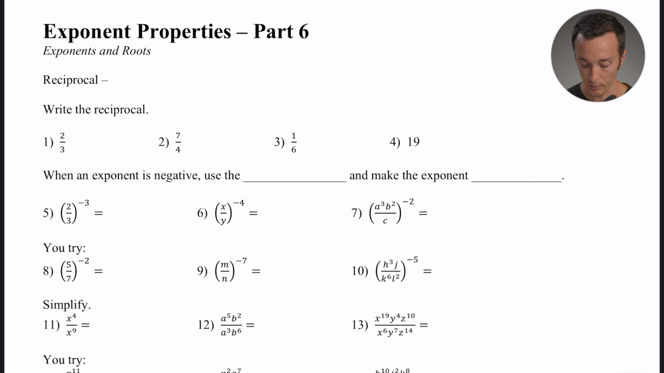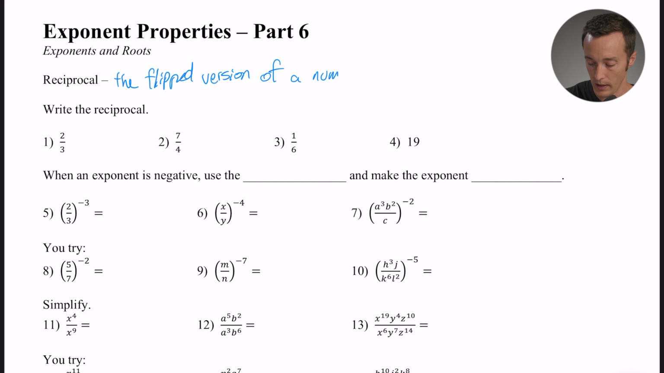But so a quick definition, if you want to remember a reciprocal, I just say it's the flipped version of a number. And I'll show you what I mean by that. There's fancier definitions, but that'll work for today.